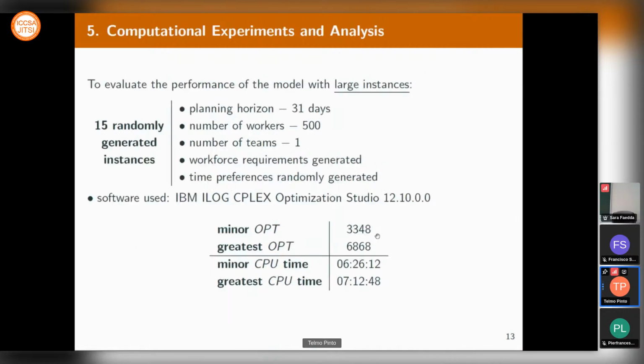To go further in our analysis, we used larger instances, more precisely randomly generated instances with a planning horizon of also 31 days, but a huge number of workers. The workforce and time preferences are also randomly generated. Even with a huge number of workers, we can see that the CPU time is lower than the one the company spends nowadays on this type of schedule.